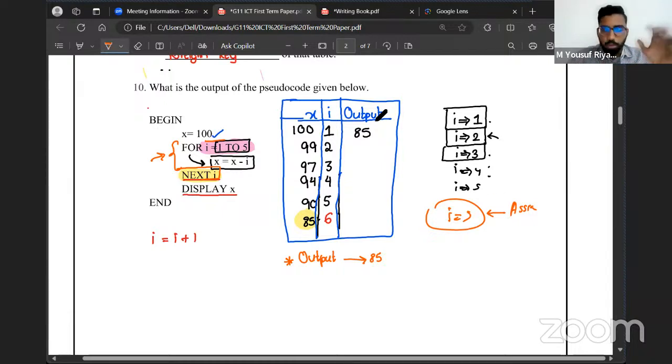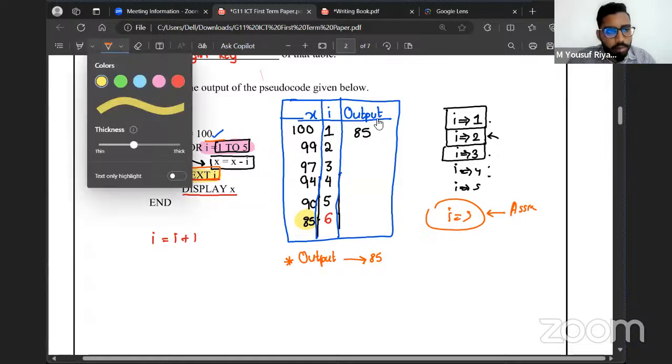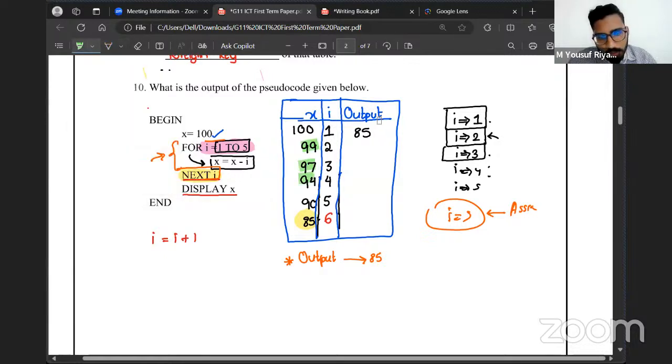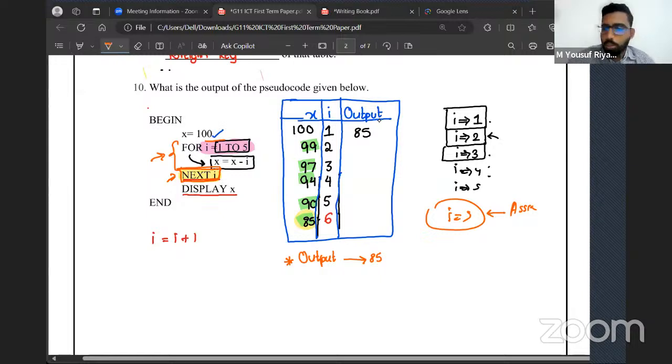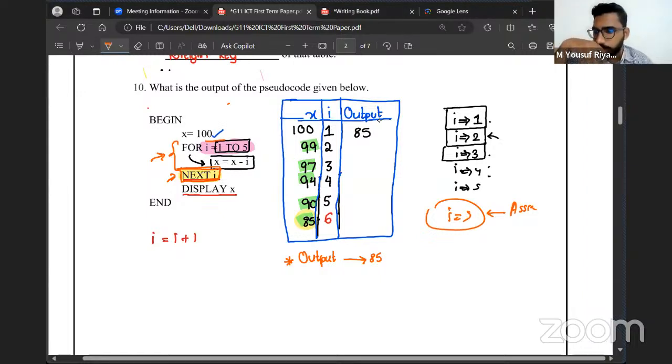As per the program, I fill the truth table by referring to the program. So when I fill the table, within the loop, I actually updated all these values. Within the loop only I updated all these values. Out of the loop, the only thing I did was I changed the value of I as next I, I equals I plus 1. And when I say display x, it'll go and display the latest value of x, which is basically 85. Got it? Anyone having any other questions here?